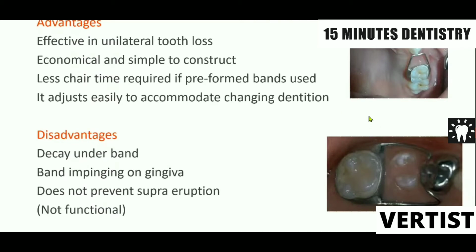Now, up to what age should we keep a space maintenance? Here is an image which is showing the space maintenance in place. As soon as we get to see a tooth erupting, the space maintenance should be removed. So ideally the space maintenance should be placed as soon as the tooth is extracted, and it should be removed as soon as we get to see an erupting tooth.